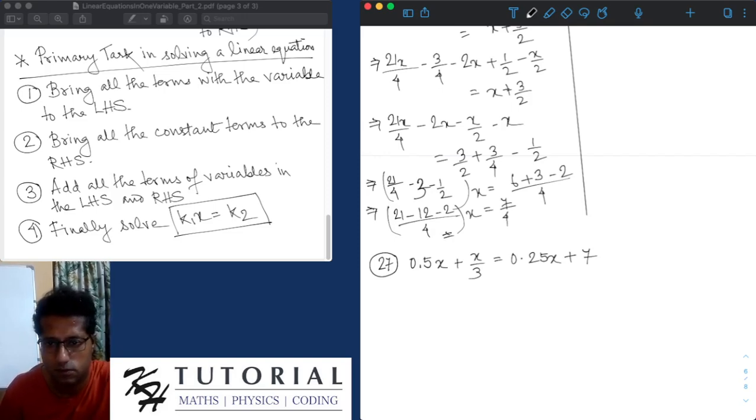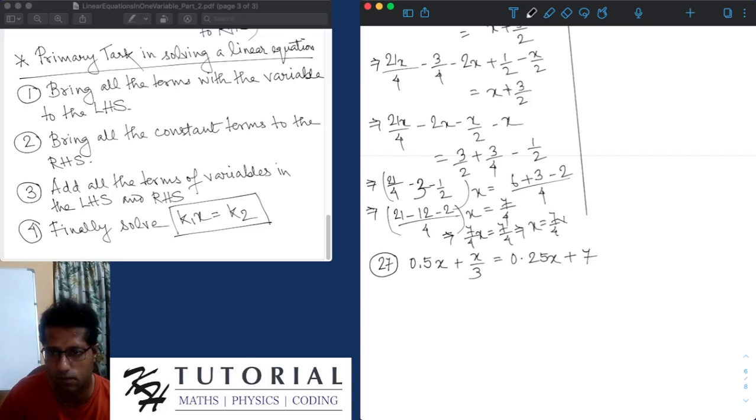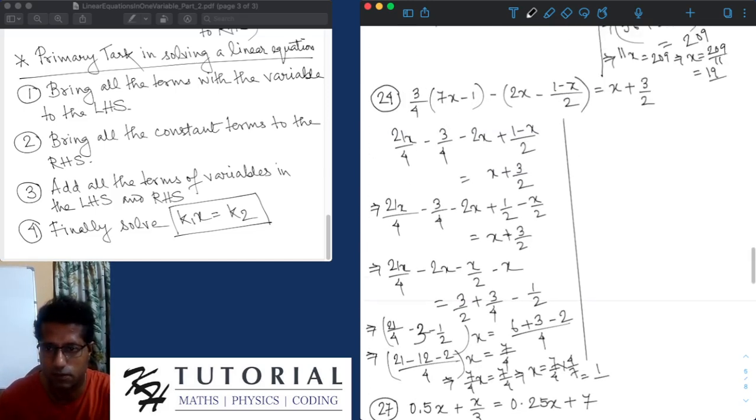Now this implies 21 minus 12 minus 2. So 21 minus 14 is 7 by 4. 7 by 4 x equals 7 by 4. This implies x equals 7 by 4 multiplied by 4 by 7, which is 1. 1 is the answer. Okay, this was the straightforward method.